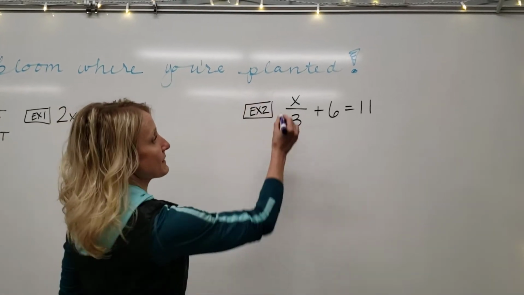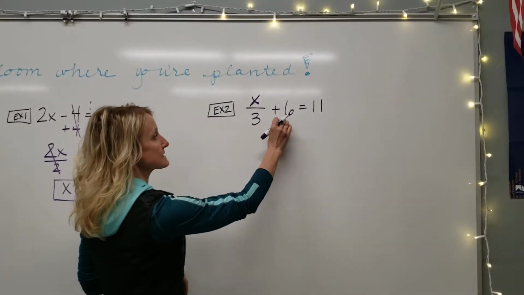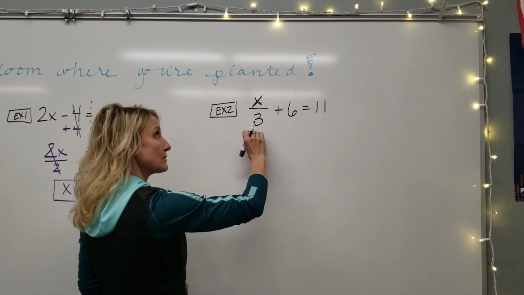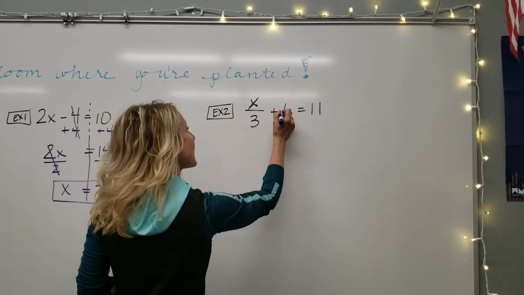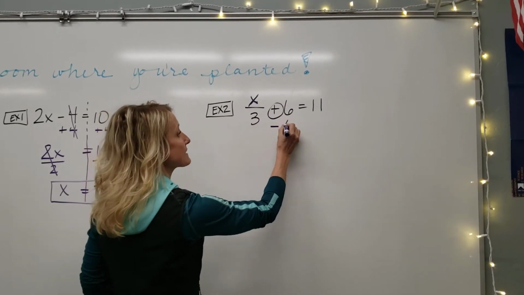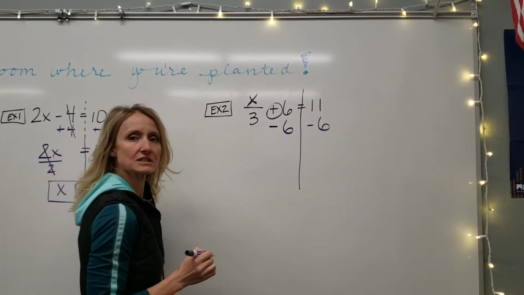In a problem like this one, I identify my x. Two things are happening to it. It's being added by 6 and divided by 3. Now, some of you will want to multiply by 3 first. You have to do the adding and subtracting first. Okay, so we're going to subtract. The opposite of adding is subtracting 6. We're going to subtract 6 from each side.